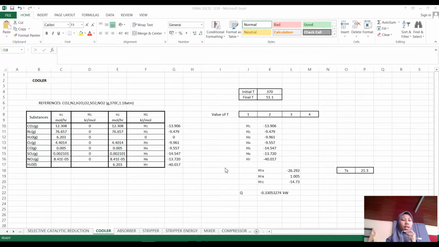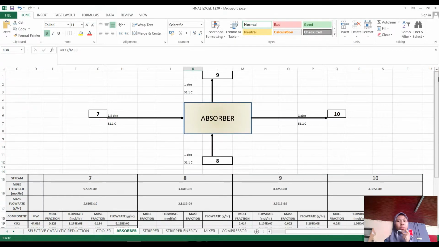Between selective catalytic reduction and absorber, we use a cooler to cool down the temperature from 370 degrees C to 51.1 degrees C, and the heat needed is negative 0.33053274 kilowatt, which is exothermic. Next, at the absorber, there's no heat because the temperature remains unchanged.